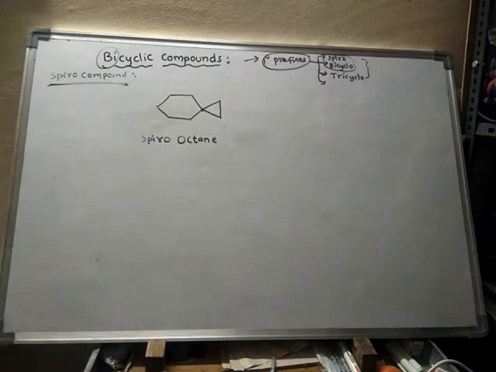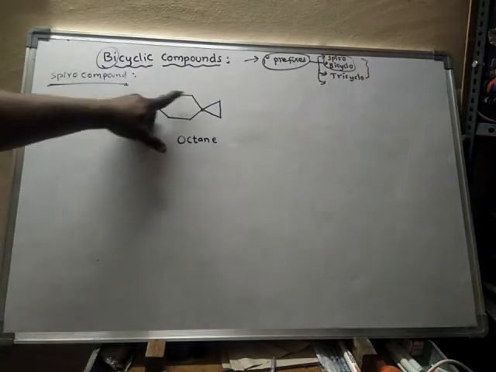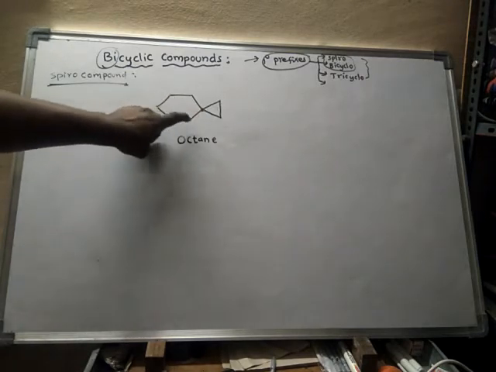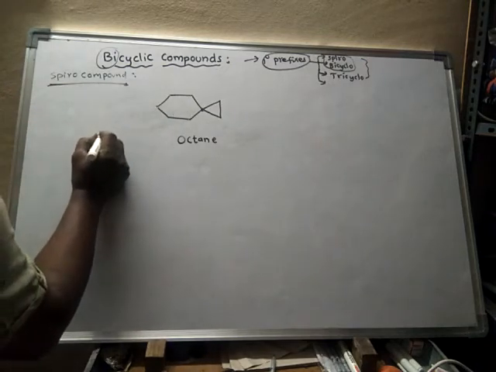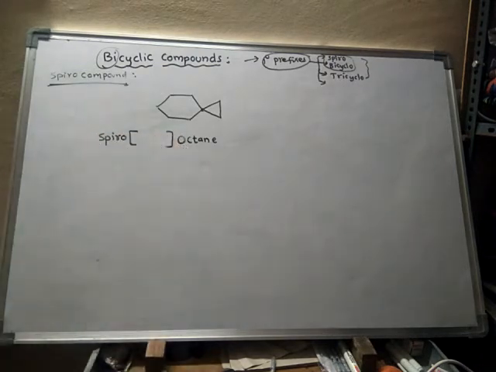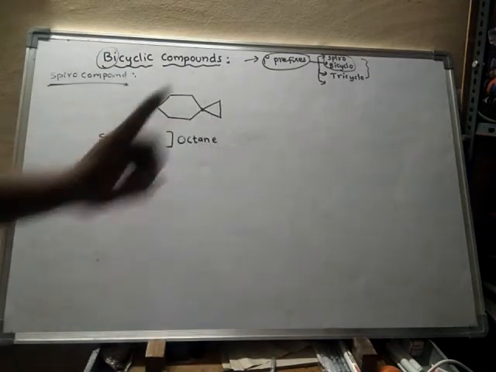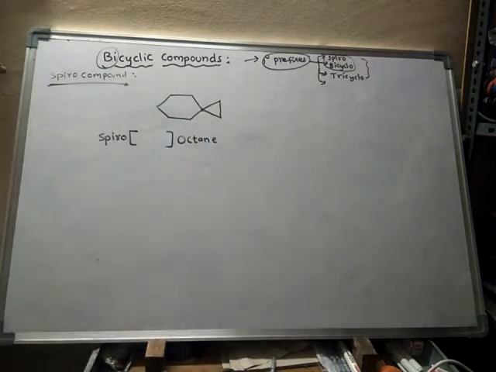What is that? So to the prefix spiro, we have to add the number of carbon atoms in each ring. So there are two rings. How many carbon atoms are present in each ring? We have to write that in brackets. After writing spiro, we have to put a square bracket, and in that square bracket we write the number of atoms present in each ring. There are two rings. In one ring, how many atoms are there? 1, 2, 3, 4, 5, 6 carbons. And in another ring, 1, 2, 3 carbons are there.